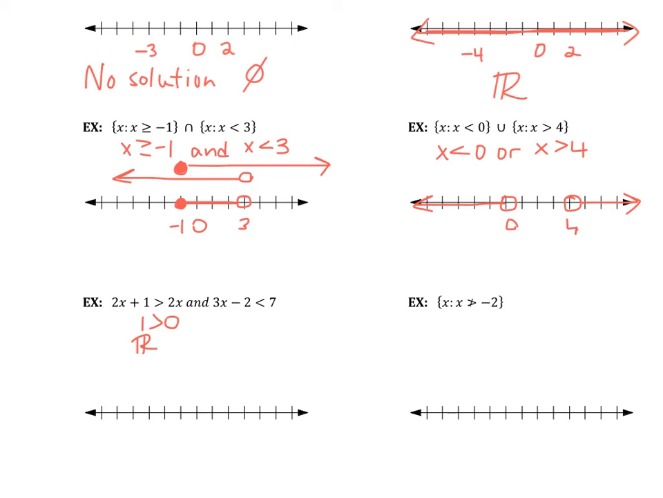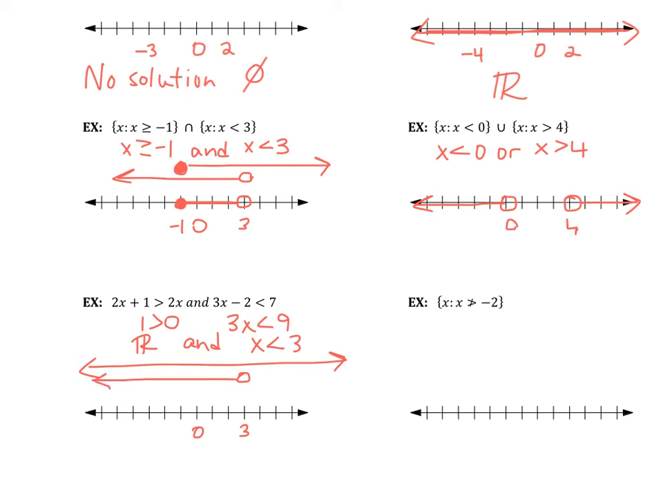And then if we solve our inequality on the right, add 2 to both sides, divide by 3, we get x is less than 3. And then we have to bring down the word and, since that was in our original compound inequality. So all real numbers obviously would be everything on the number line, and then x is less than 3 would be an open circle at 3, and then everything shaded to the left.